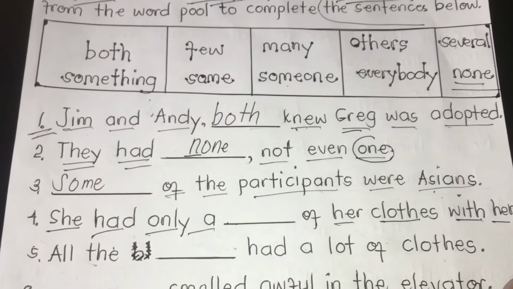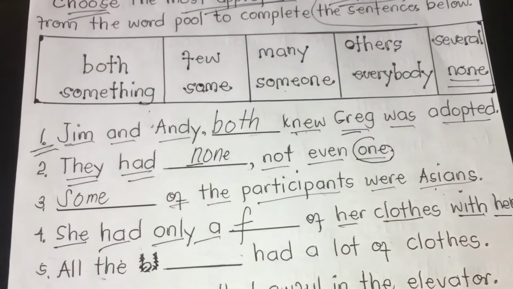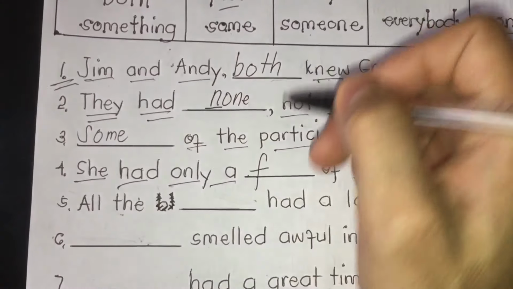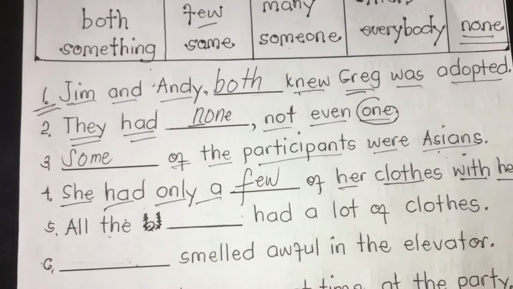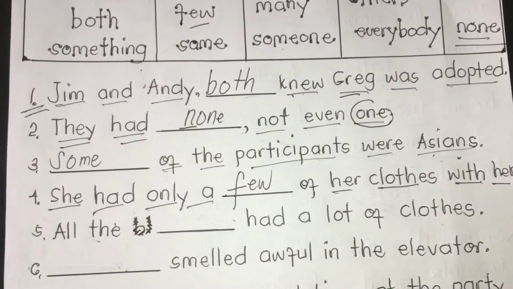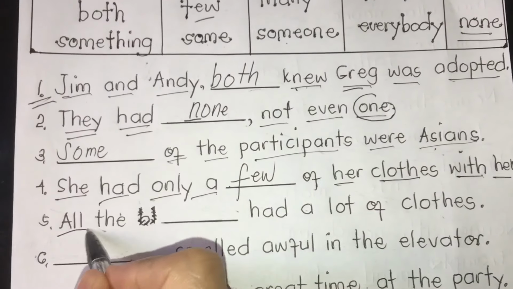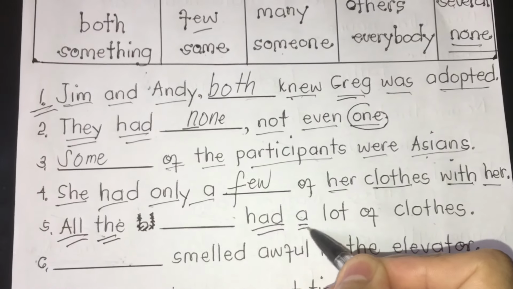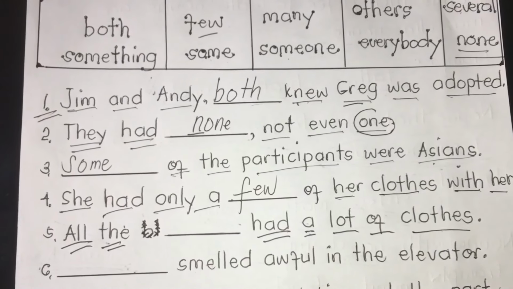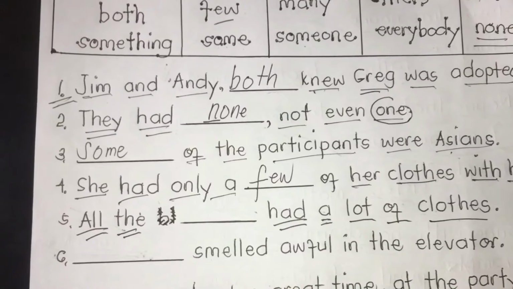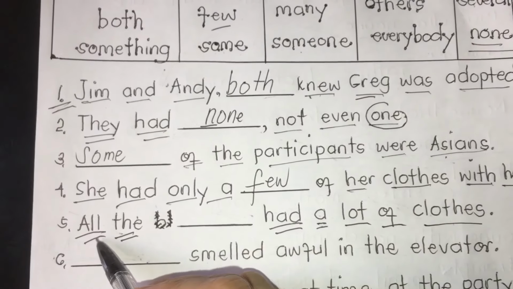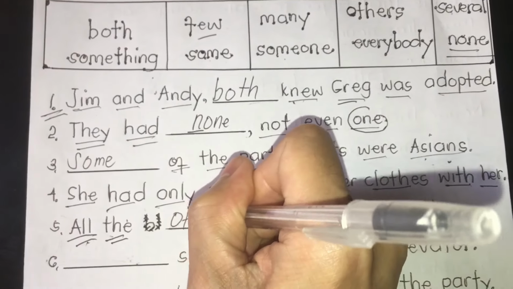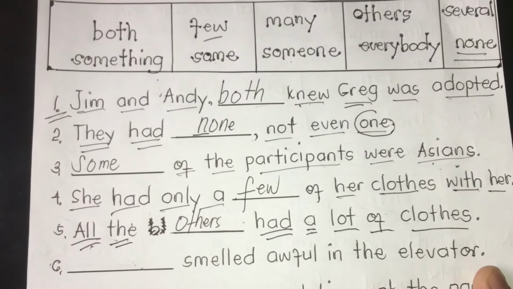Fourth, she had only a blank of her clothes with her. I'm going to give you a clue. Start with letter F. That means to say she had only a few of her clothes with her. Number 5. All the blank had a lot of clothes. We're going to think of this from the word all, so we start with letter O. All the others had a lot of clothes. That's number 5.